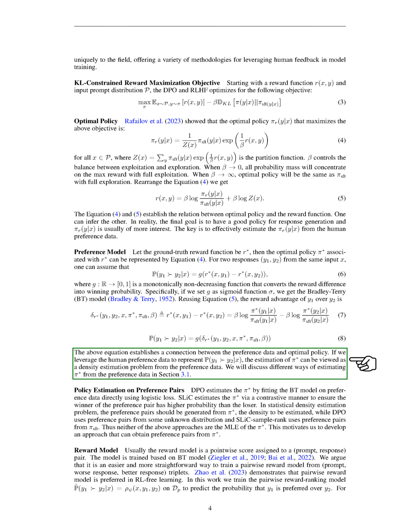If we use the human preference data to represent the probability of one response being preferred over another, the estimation of the optimal policy can be viewed as a density estimation problem from the preference data. We'll discuss different ways of estimating the optimal policy from the preference data in the next section.